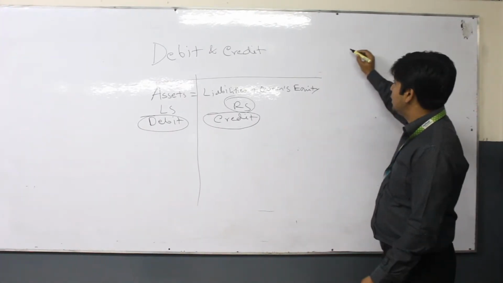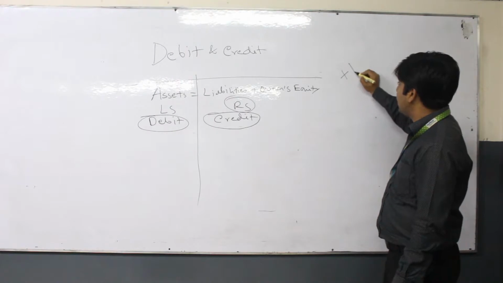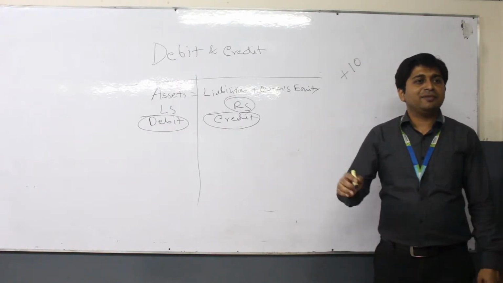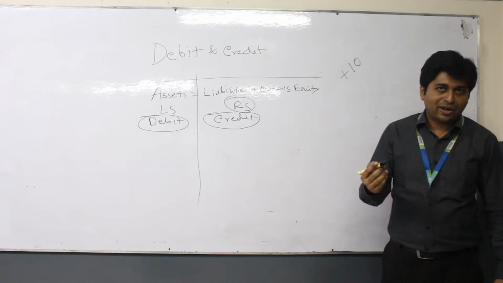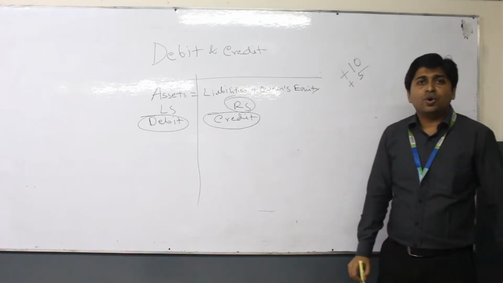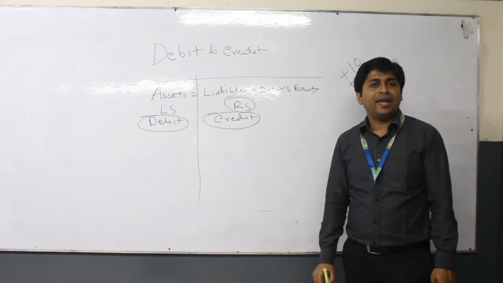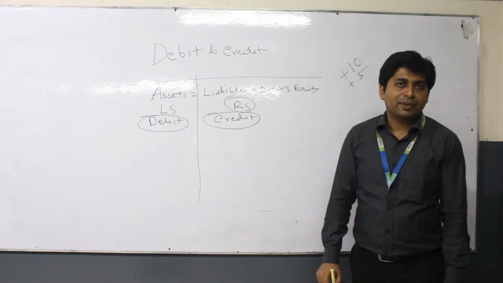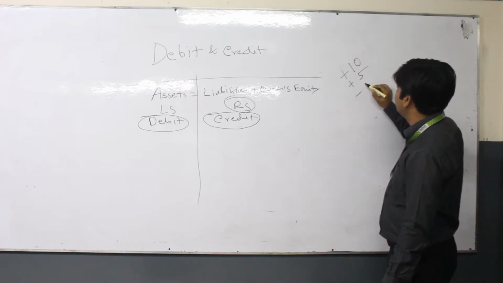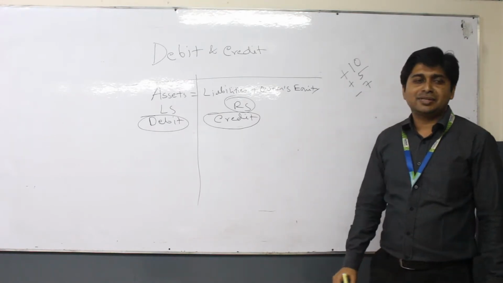So mathematically, we should write plus 10. If I say I receive 5 more taka, that means we should write plus 5. But when I say I have paid 7 taka, that means we should change the symbol, and we use minus 7.